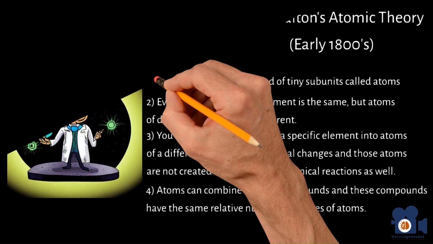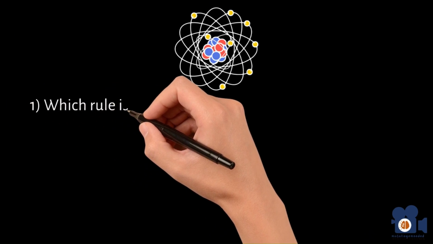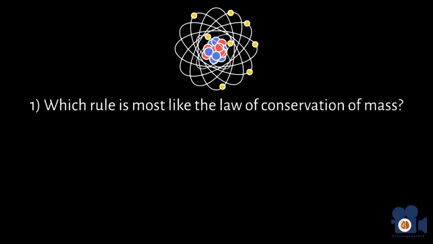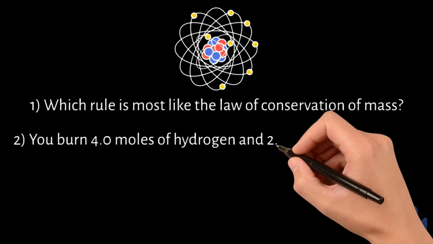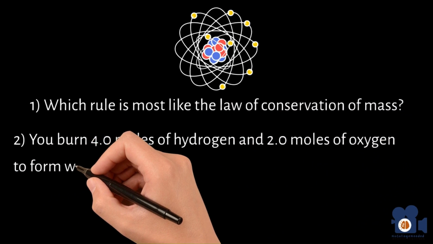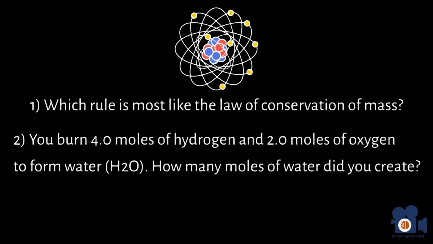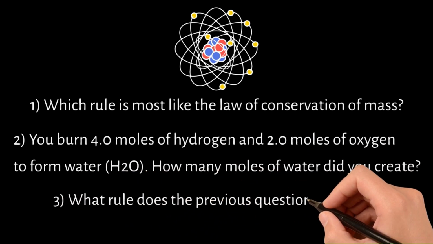Some problems to think about regarding this information are as follows. Which rule is most like the law of conservation of mass? You burn 4.0 moles of hydrogen and 2.0 moles of oxygen to form water, H2O. How many moles of water did you create? What rule does the previous question highlight?